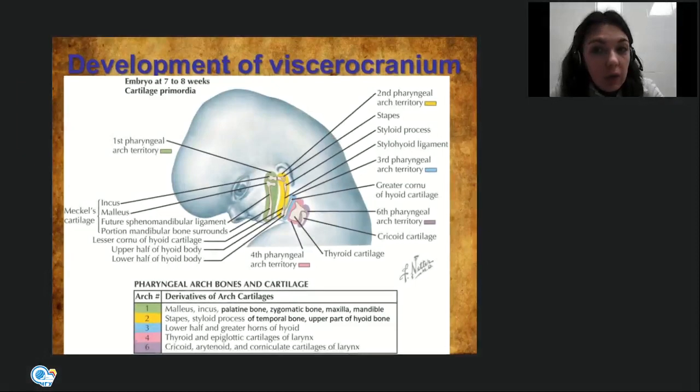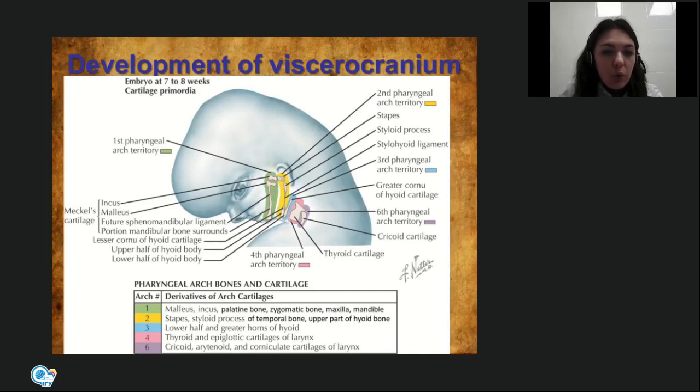So viscera cranium, as well as cranial vault, is developed by means of intramembranous ossification. So we said directly from mesenchymal cells, the bony model is formed. And these first four cephalic somites later form pharyngeal arches. So the first pharyngeal arch, for example, forms ossicles, and also palatine bone, zygomatic, maxilla, and mandible.